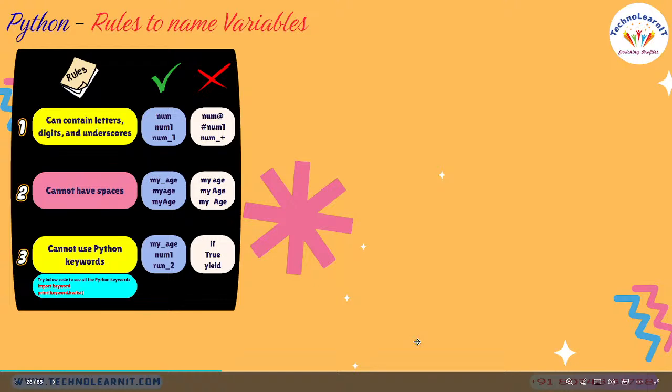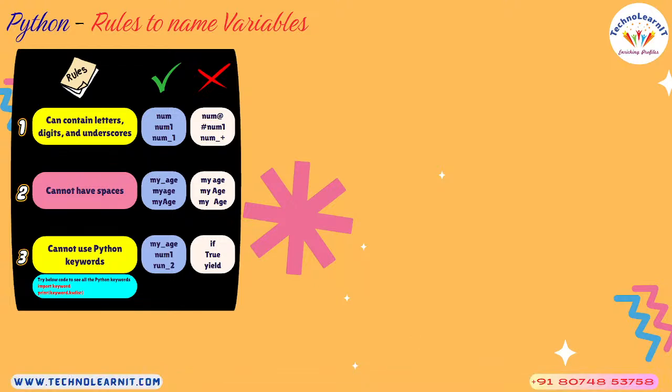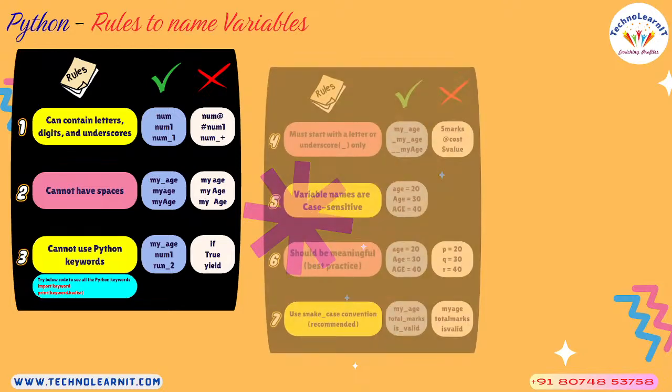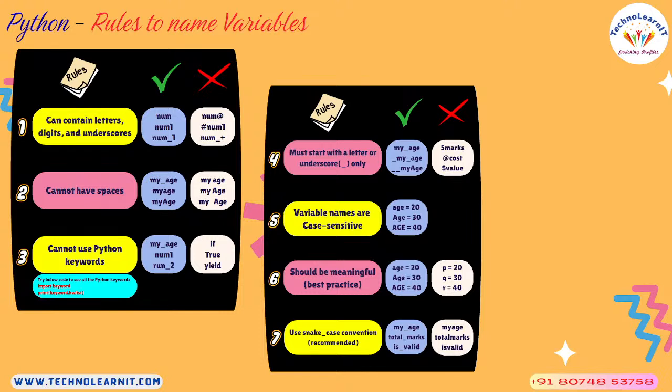Let's move on. These are the three rules that you already know, and I have shown you practically what happens if you use these invalid names as your variable names. There are four more rules. The fourth rule states that the variable name must start with a letter or underscore only. These are very, very important rules to be followed throughout your Python programming. So it is worth knowing these rules.